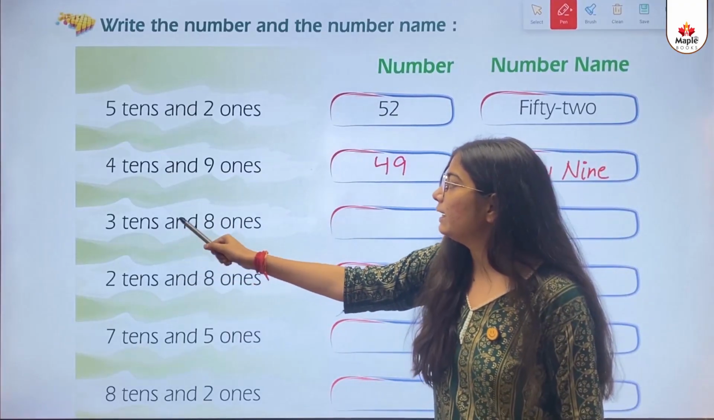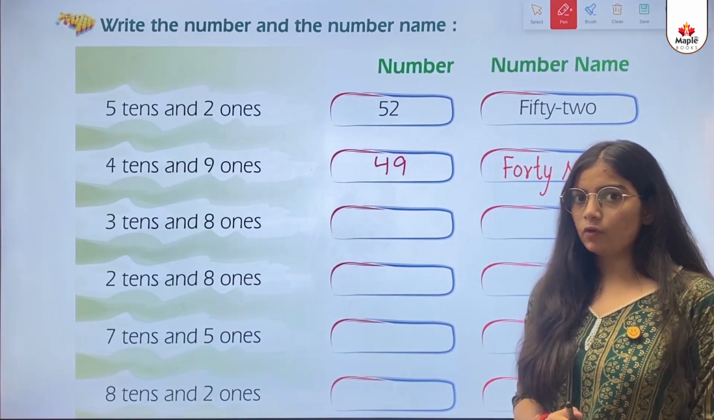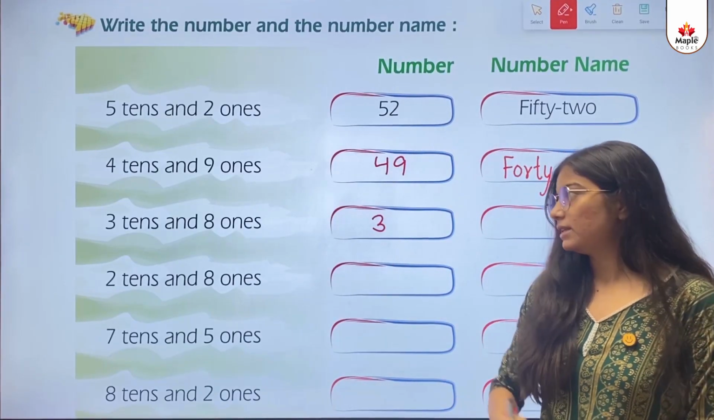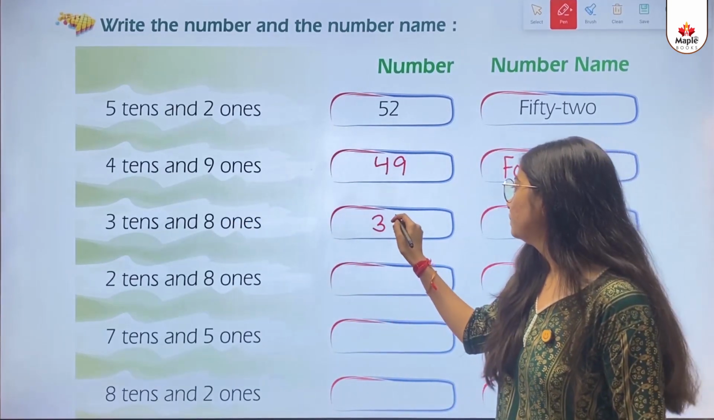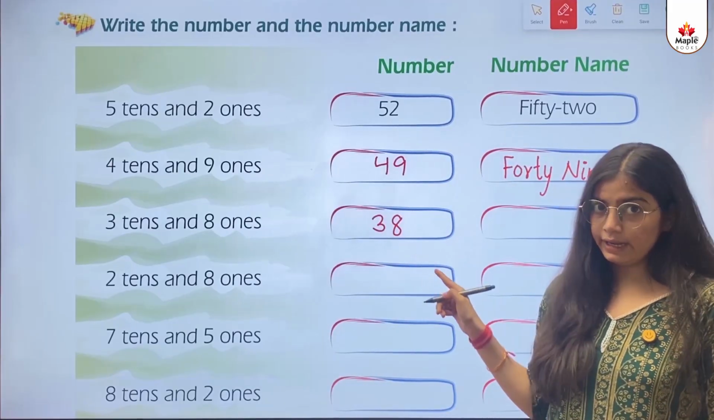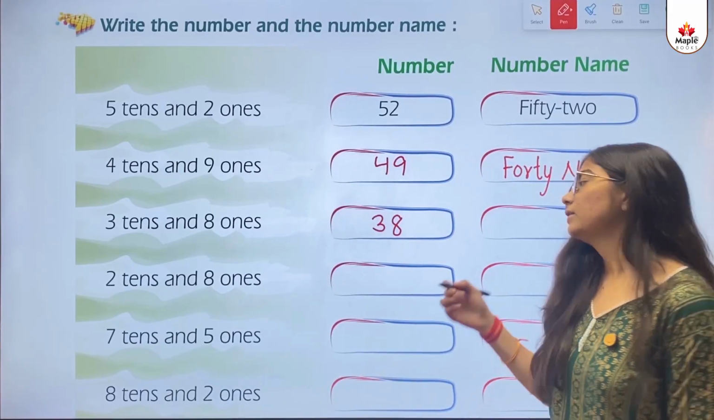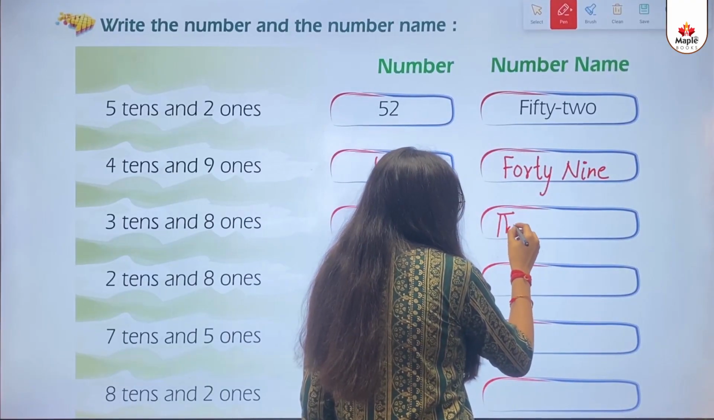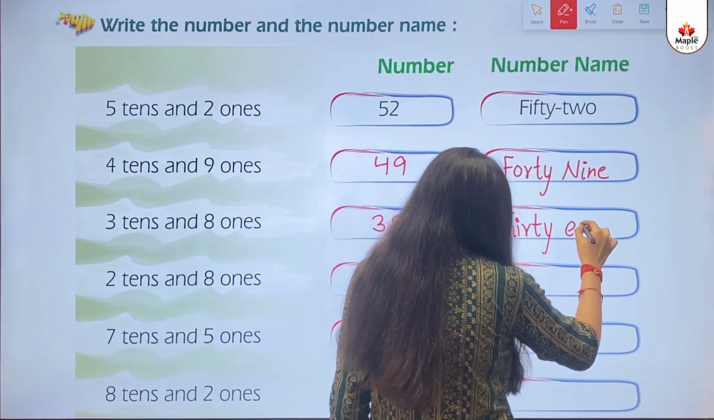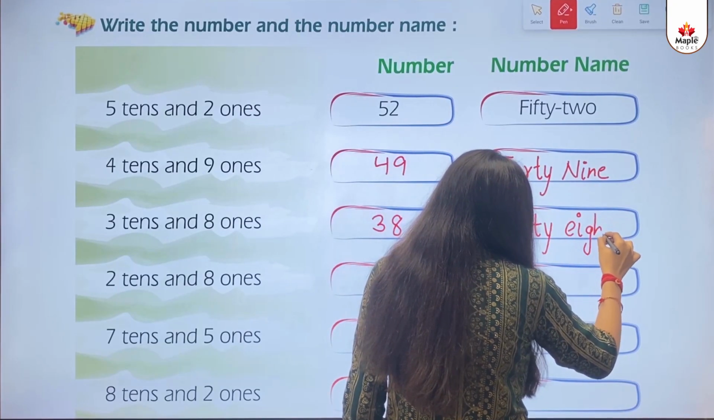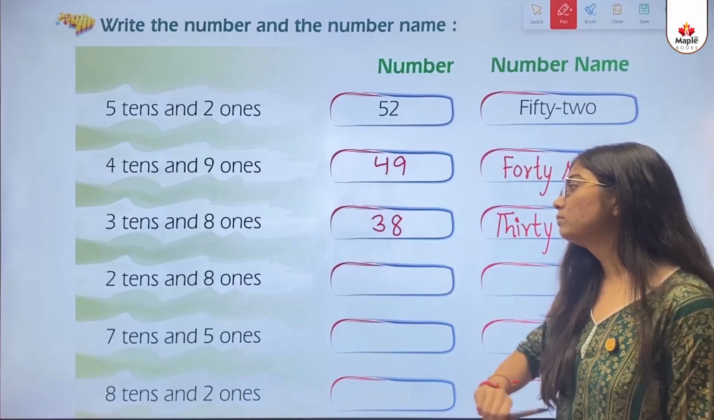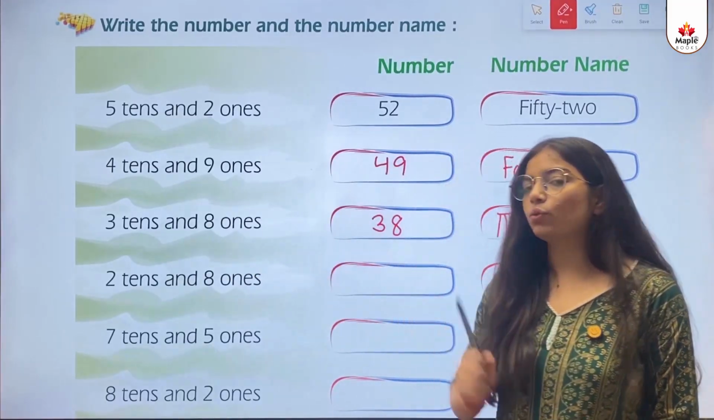Then 3 tens and 8 ones. So what we write first? We write first 3 as it is on the tens place. Then we write 8. Clear? Now what it makes? 3 and 8 makes 38. So we will write here T-H-I-R-T-Y 30, E-I-G-H-T, 38.